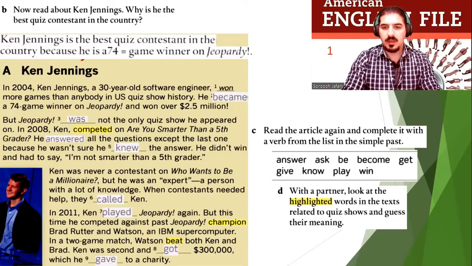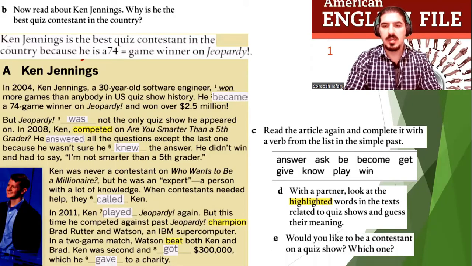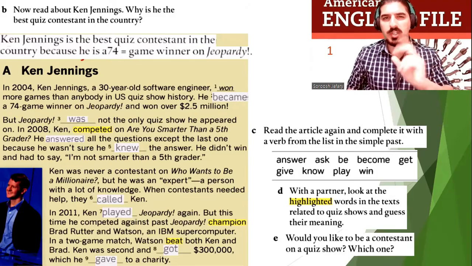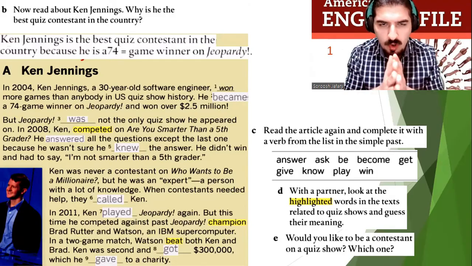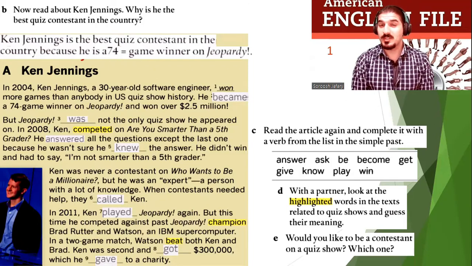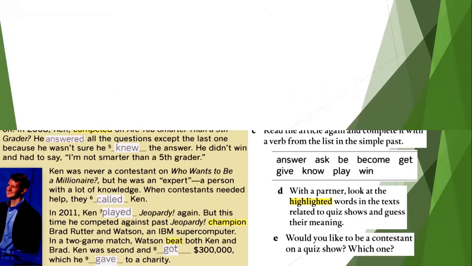Very good. With a partner, look at the highlighted words in the text related to the quiz shows and guess the meaning. You can use your translator, your Google Translator, and your dictionary. Good. Now, would you like to be a contestant on a quiz show? Which one? Talk to your partner. Well done. It was a very good practice, right?